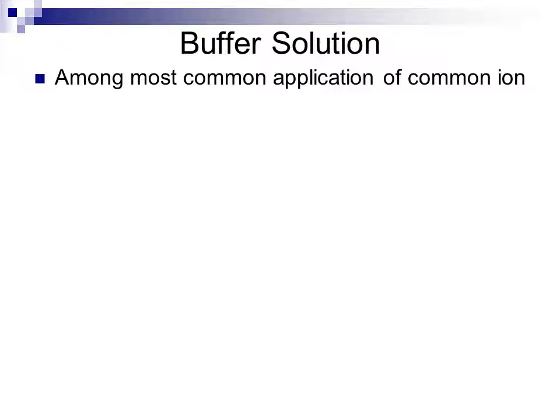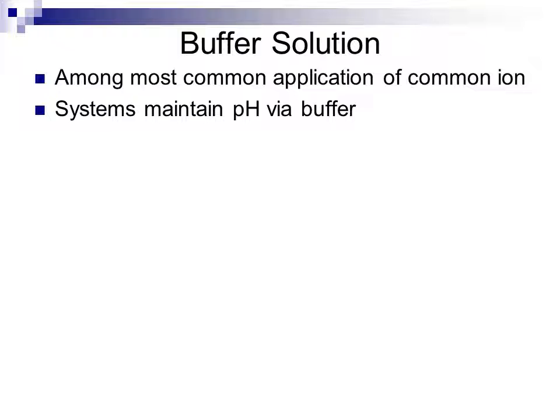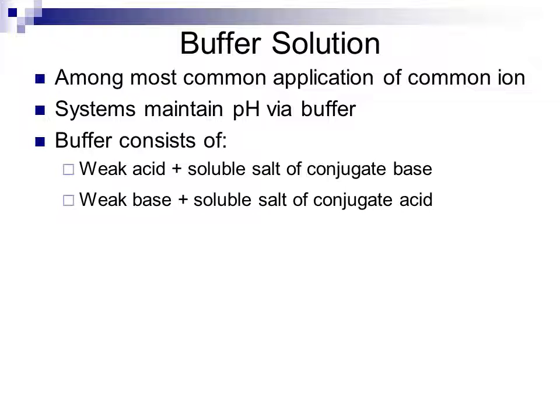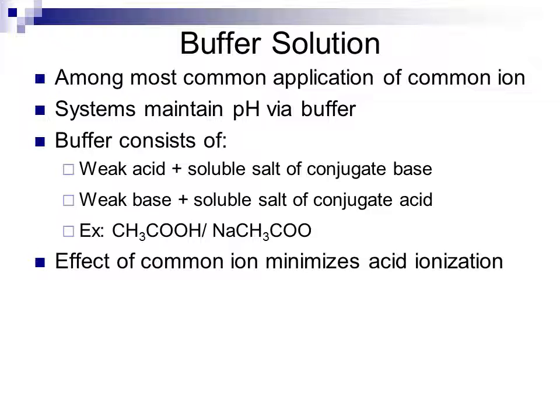Now, a buffer solution is a particular application of the common ion effect. It's one of the most common applications. A system can maintain a relatively stable pH using what's called a buffer. A buffer generally consists of either a weak acid and the soluble salt of its conjugate base, or a weak base and the soluble salt of its conjugate acid. An example of a buffer solution would be acetic acid and sodium acetate being added together.